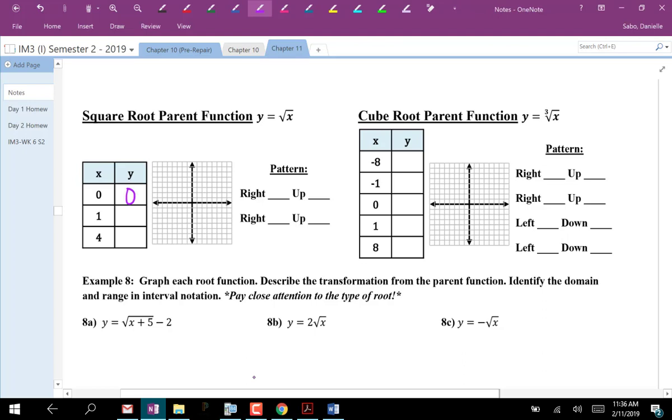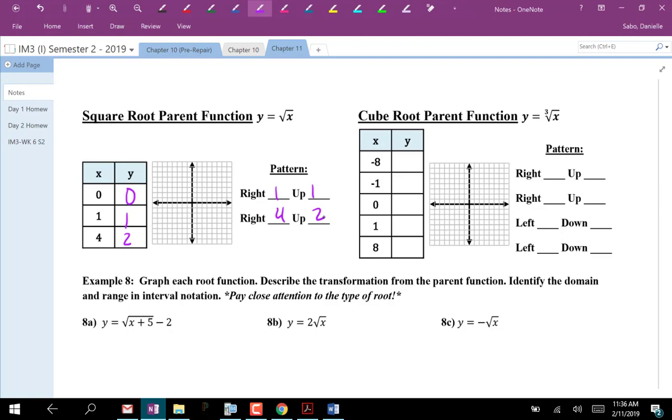What's the square root of 0? 0. What's the square root of 1? 1. What's the square root of 4? 2. Okay, so that's our pattern. We go right 1, up 1, right 4, up 2. It's because all I do, again, is I took this 1 and I plugged it in. So this is why I'm proving this to you, and then after I prove it, you can just know it. You can just memorize it or have that in the back of your head.